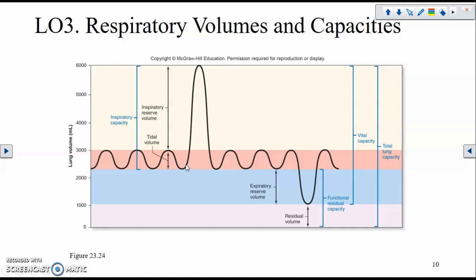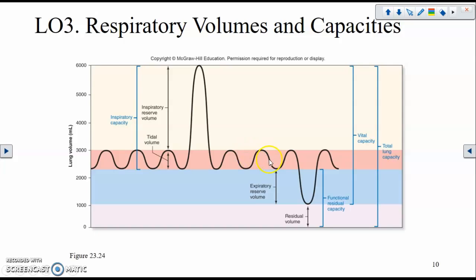Then take a big inhalation. What happens is we have this thing called inspiratory reserve volume. The reason it's called reserve volume is because it is the amount of air that can be inhaled in addition to the tidal volume. Tidal volume, by the way, is mandatory. Inspiratory reserve volume is not. It is just a measurement of how good your lungs are. That is how much air you can inhale on top of the normal air that you breathe in and out.